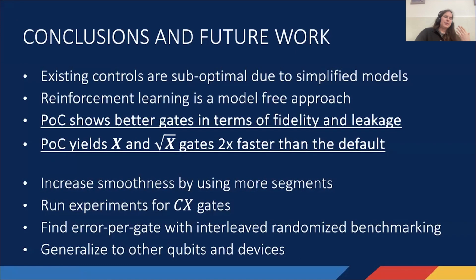So if I train the agent on, say, one quantum processor, and then I use it to design gates on another quantum processor, does that carry over at all? Lots of questions for what else you can do with this. Thank you so much for listening, and I'm super happy to take questions.